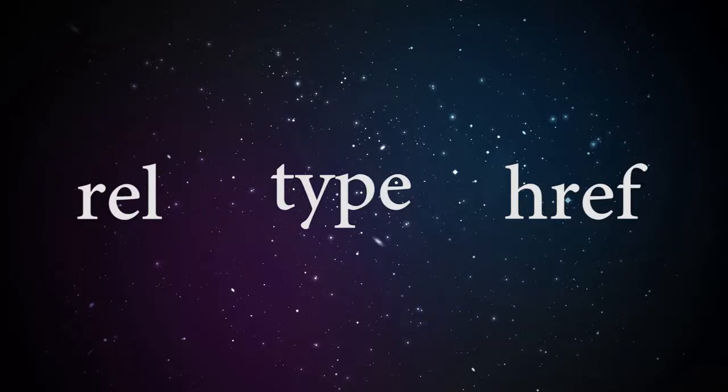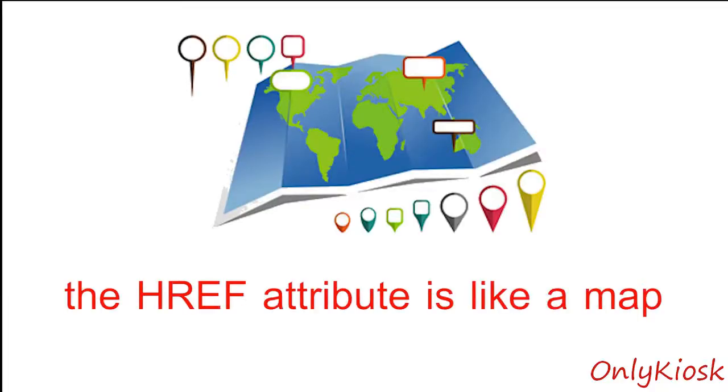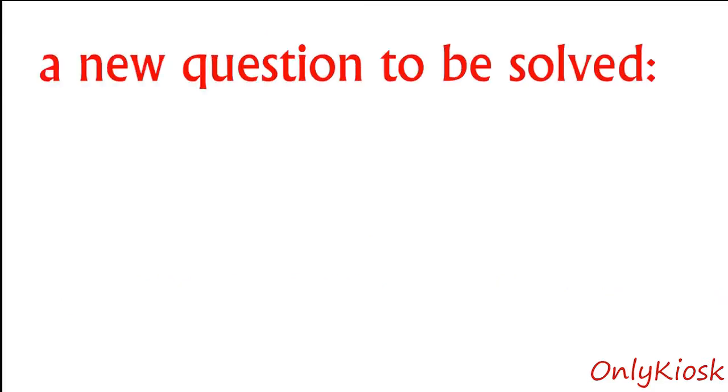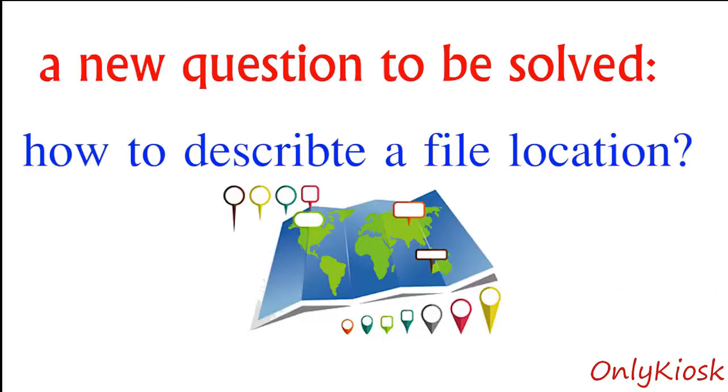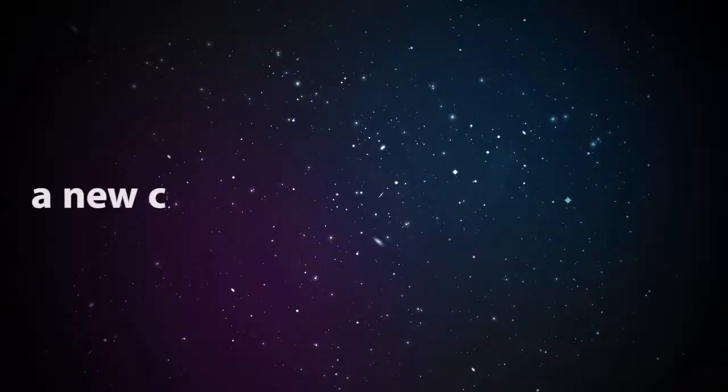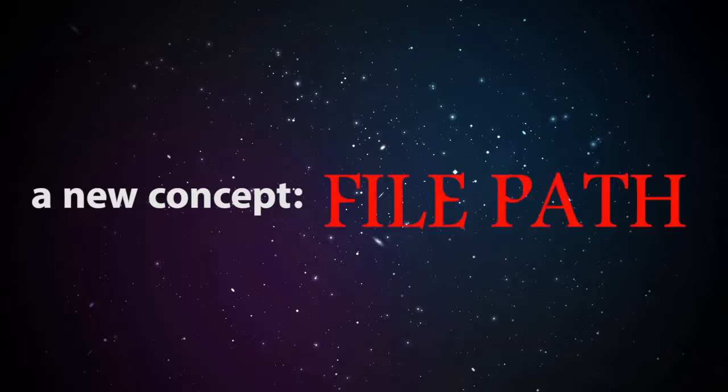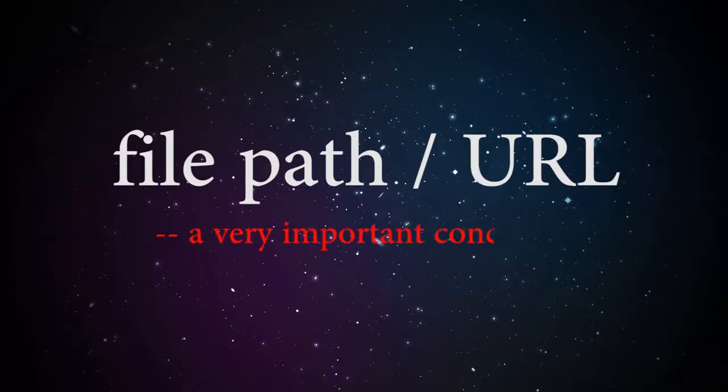The third attribute is href. It's also the most important one. We use it to tell the browser where to find the resource we want to import. So here comes a new question. How do we describe the location of an external resource? To solve this problem, we need to learn a new concept called file path, or URL. This is a very important concept, but we will learn about it later.